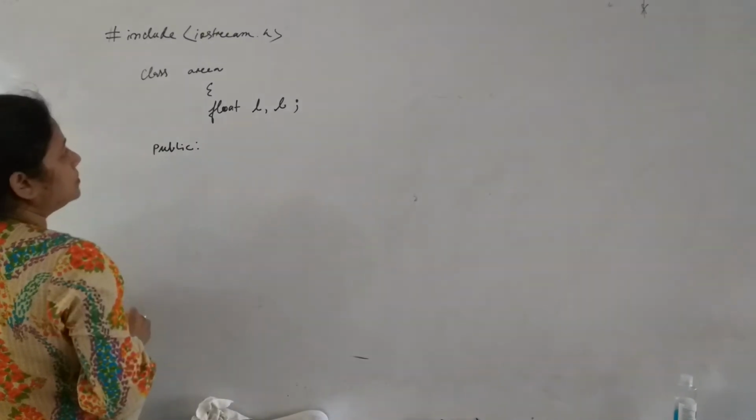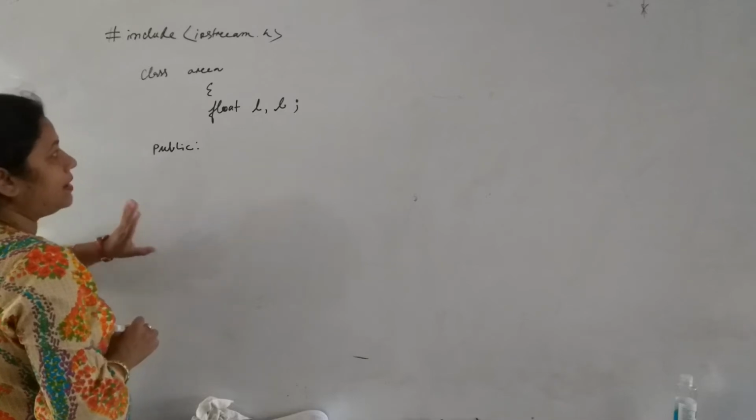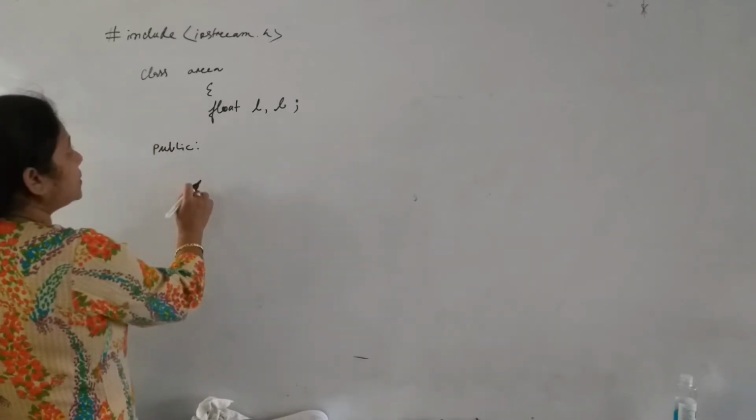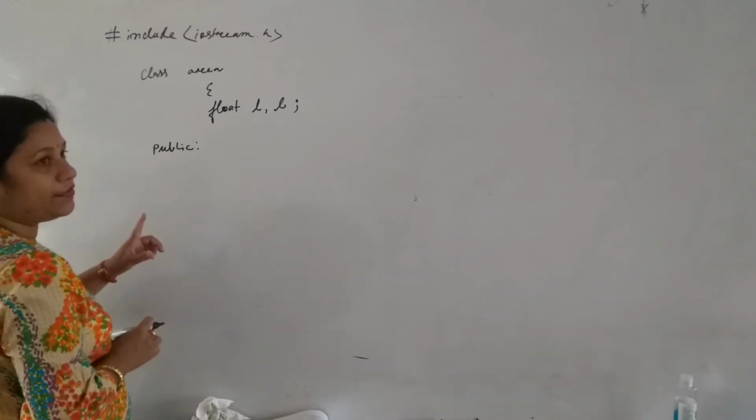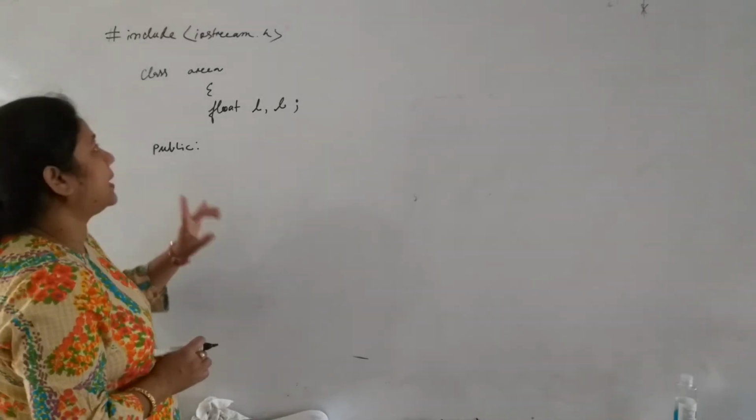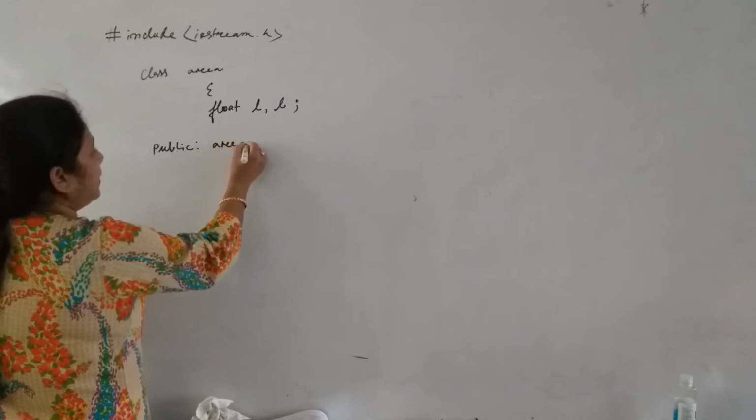Okay, so public. In the public level, I am going to declare the constructor function. So what is the name of the constructor function? From the definition, the name of the constructor function is same with the declared class name. So that constructor function name is area.